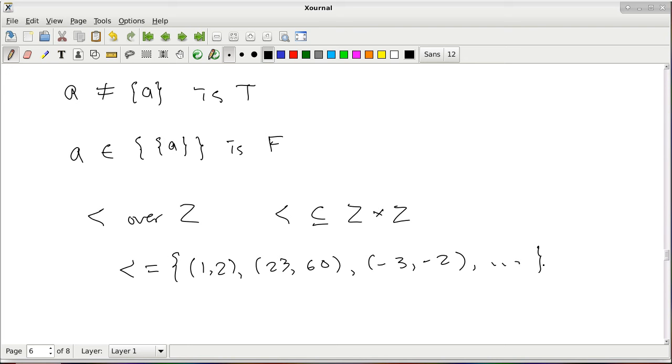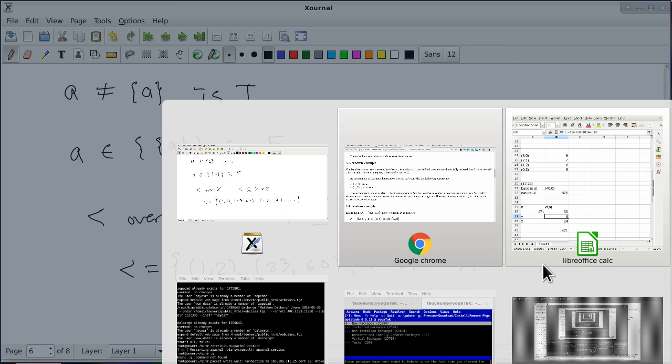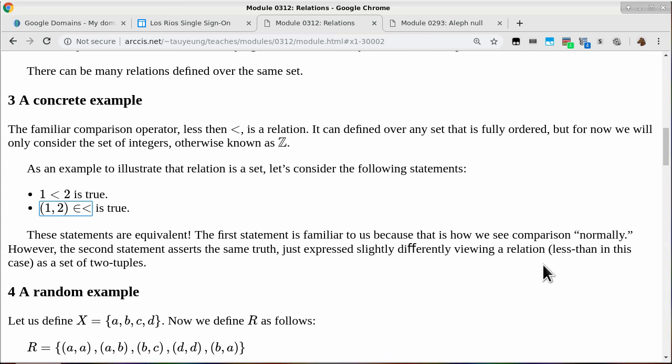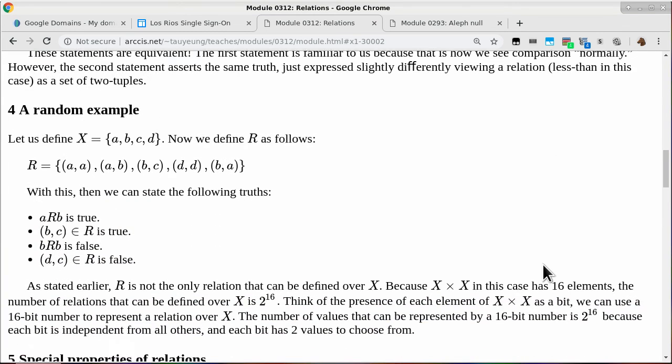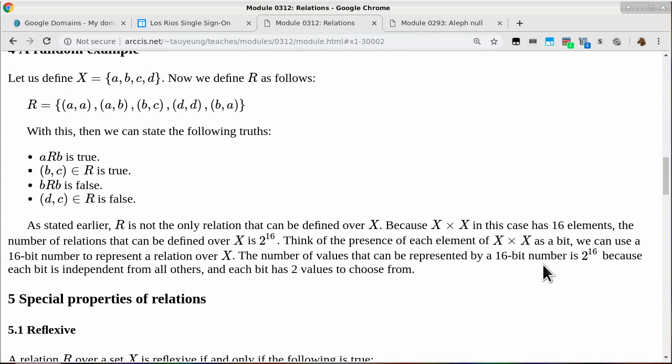Okay, no questions? All right, so if there are no questions about relations, here's a random one, no particular reason. Let's look at X, a set with A, B, C, D as elements. Don't ask me why, that's just what I use as an example. And I define R as a relation to be exactly that: A relates to itself, A relates to B, B relates to C, D relates to D, B relates to A. Don't ask me why, because that's just an example.